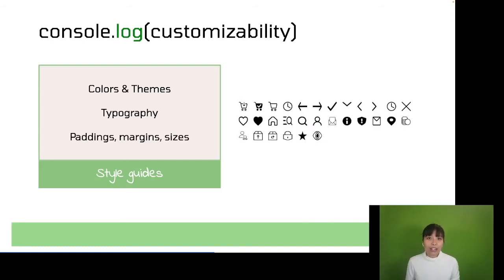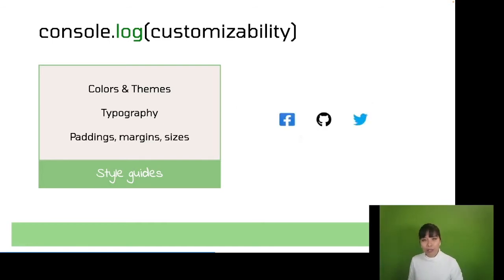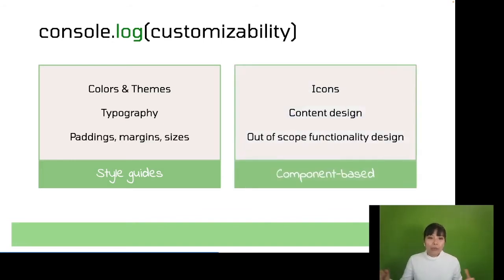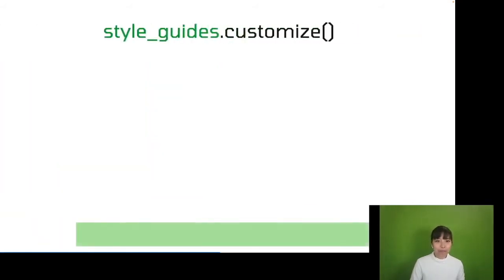And then the next one is, let's say, the set icon. The user wants to be able to customize it, like using their own icon, something like Facebook, GitHub, and Twitter, which are not common for e-commerce. Well, for that, we have to enable component-based customizability, which includes icons, content design, and anything out of scope related to functionality.